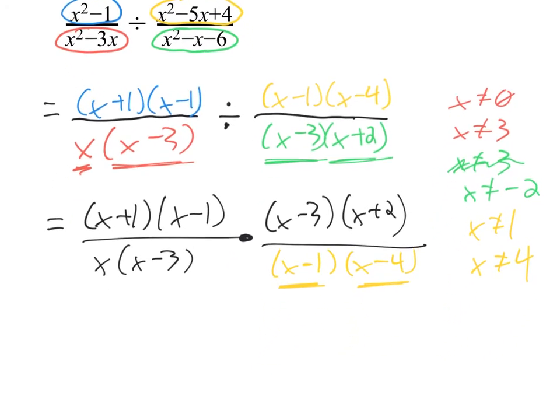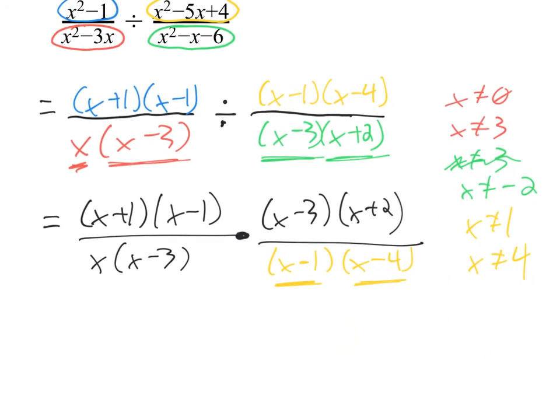So finally, it's time to divide any factors which are in common in the numerator and denominator. So x minus 3 divided by x minus 3 is equal to 1, provided this restriction, x cannot be equal to 3. We have x minus 1 divided by x minus 1 is equal to 1, provided the restriction, x cannot be equal to 1. And it doesn't look like we have any other factors that are in common.